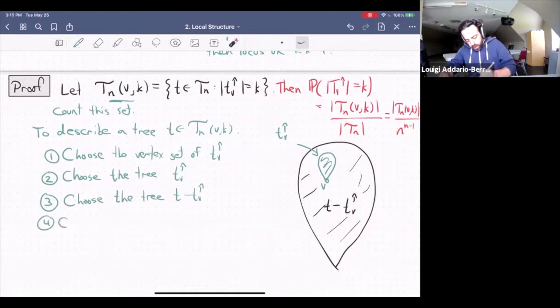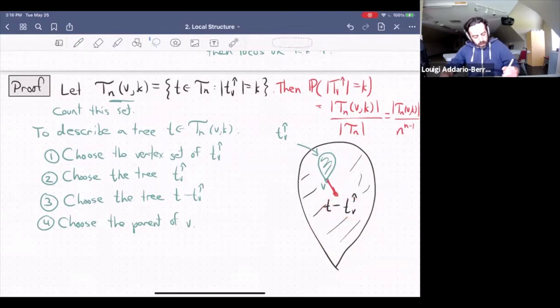so if I know this tree and I know this tree, then all that remains to decide is where this vertex, the root vertex V, is attached into the brown tree T minus T_V here. So that's choosing the parent of V in T minus T_V up arrow.